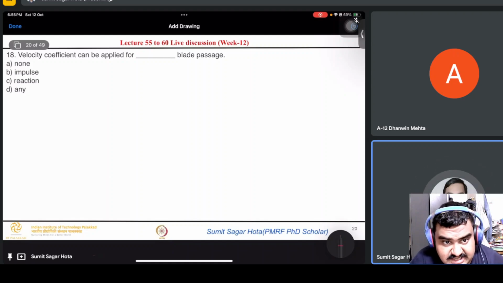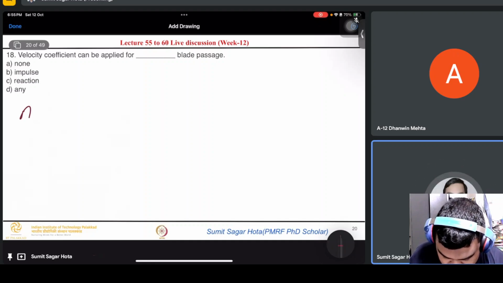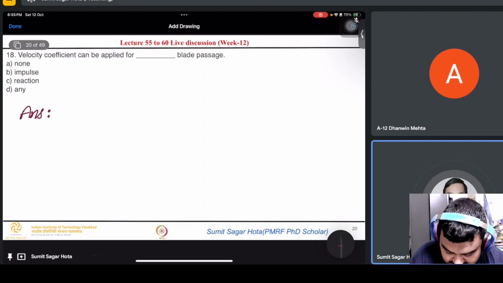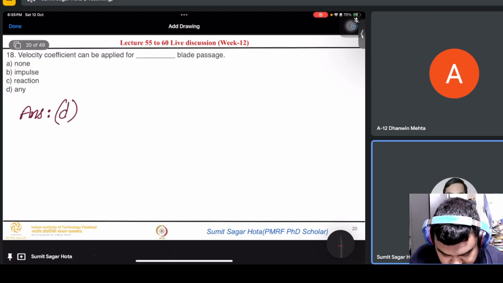The velocity coefficient can be applied for dash blade passage. Flow passage and blade passage are synonyms, and that's how they can confuse you. In one question they will give you flow passage, in another they will give you blade passage. So if in one option it says it depends, and in another it says it does not depend, then it's wrong.